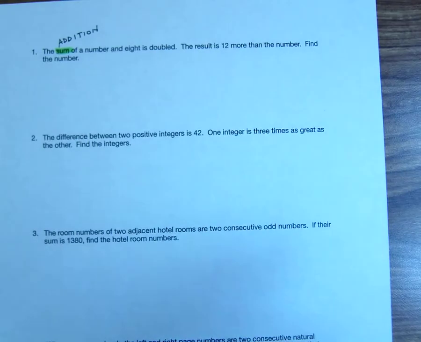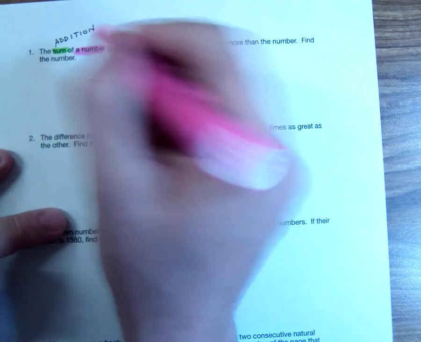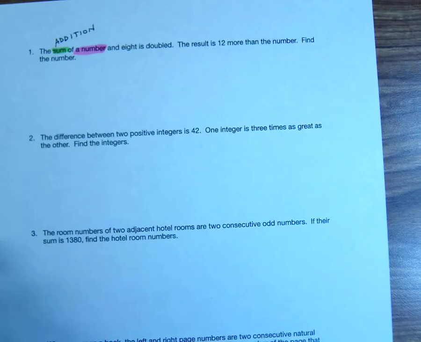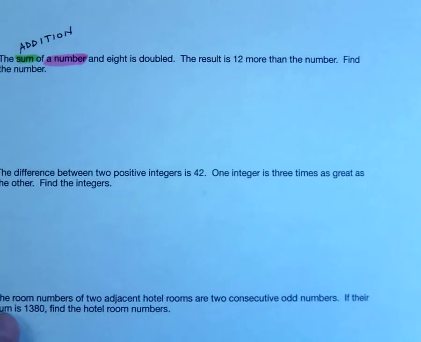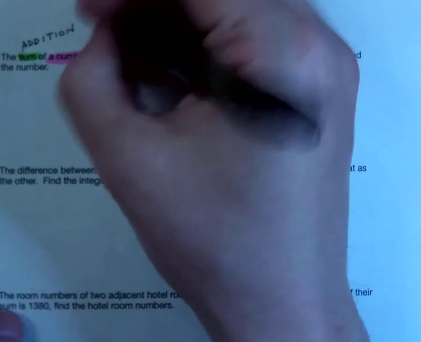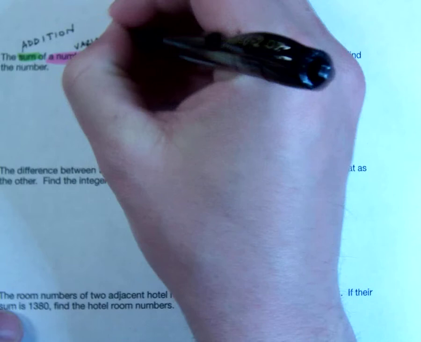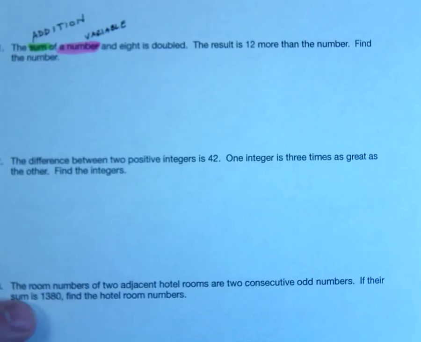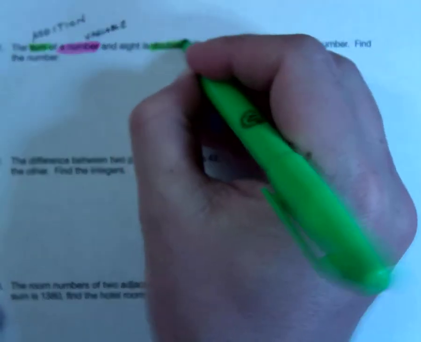Now when we say a number, what are we talking about? How can I convert that, a number, into math? Yeah, a number is a variable. A variable is whenever you know that it's a number, but you don't know what the number is. You use a variable. Okay, moving on. What about doubled? Times 2. That means times 2.